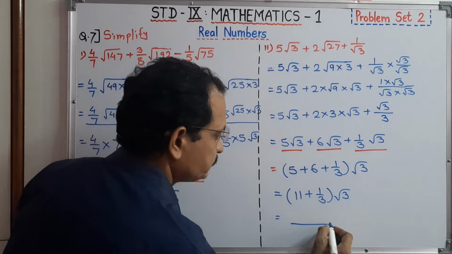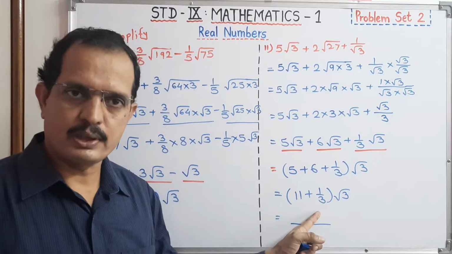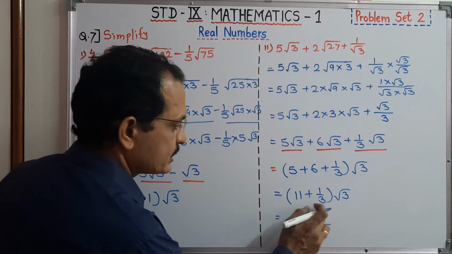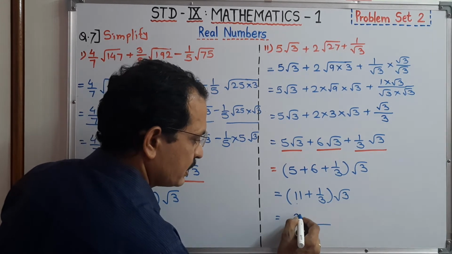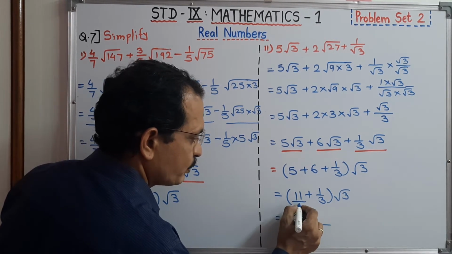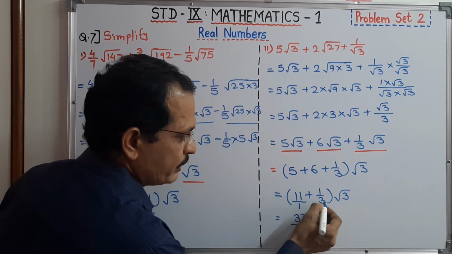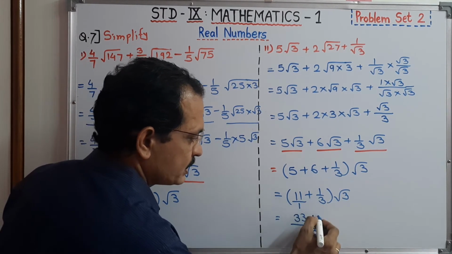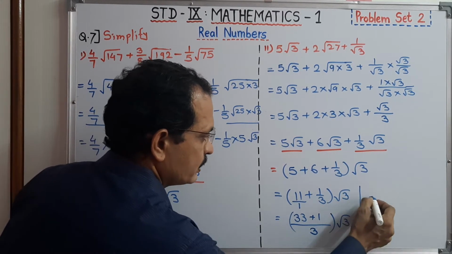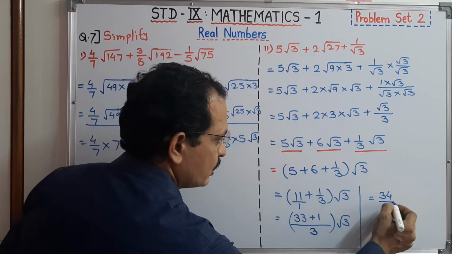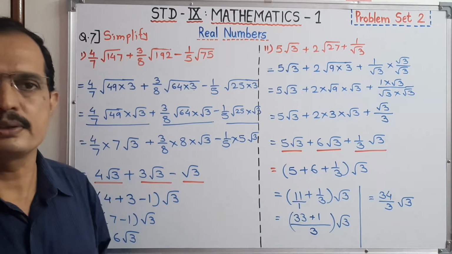Now see here, this is 11 upon 1 plus 1 upon 3. Denominator is not the same, so cross multiply. 3 1s are 3, 11 3s are 33. See here, it is 11 upon 1, 3 1s are 3, cross multiply, 11 into 3 is 33, plus 1 into 1 is 1, into root 3. Dear student, it is 34 upon 3 root 3. This is our final answer.